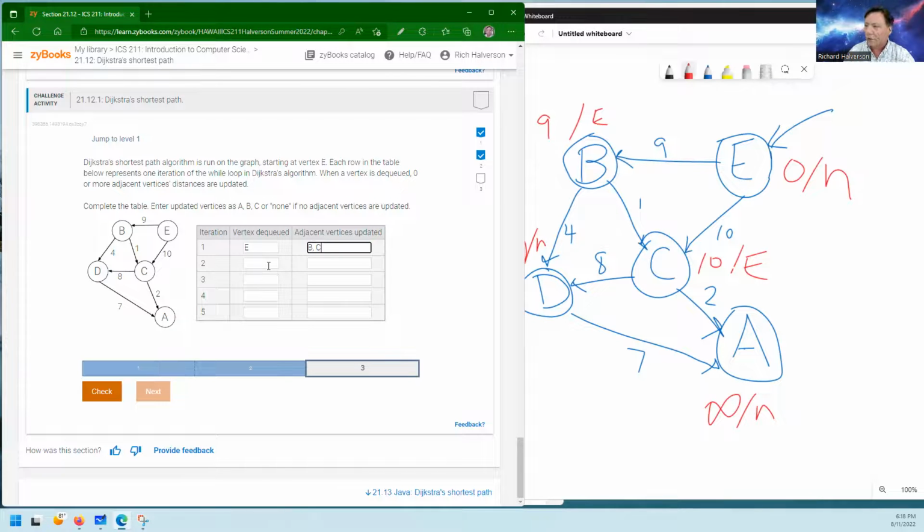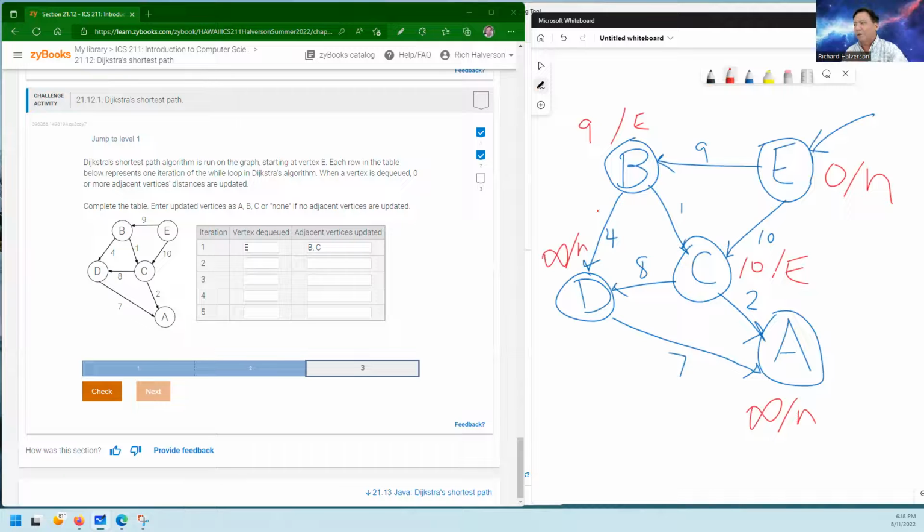All right. What vertex is dequeued next? Well, it's the smallest one that hasn't been processed yet, and that would be the 9. So the next one that's processed is going to be the 9, and we're going to put the B here. And when we process B, which ones are updated? Well, D is going to be updated, and C is going to be updated, because those are the two that are adjacent to B.